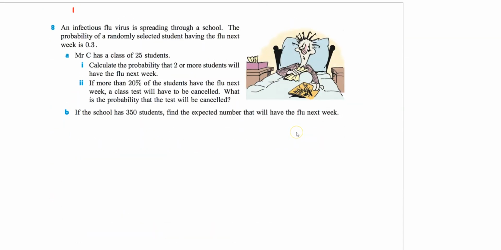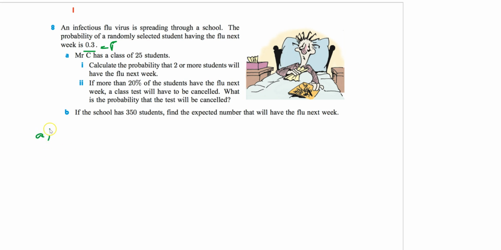Okay, last few examples, then we get out of here. An infectious flu virus is spreading through a school. The probability that a randomly selected student has the flu next week is 0.3. So 0.3 is the probability for the school. So my guess is P is going to be 0.3. Mr. C has a class of 25 students. Calculate the probability that 2 or more students have the flu next week.